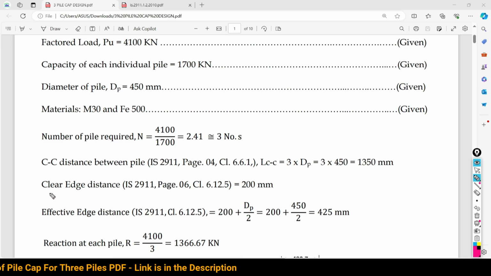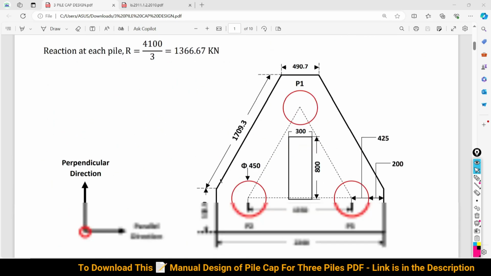Thereafter we have to know how much clear edge distance we can consider. What does clear edge distance mean? Try to understand.